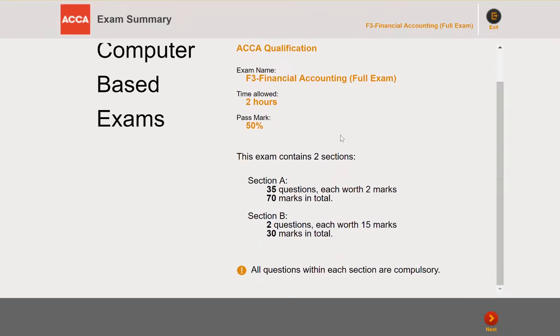First, let's talk about the structure of the exam. We have a 2 hour exam, 50% pass marks, and the exam is divided in 2 sections. We have section A and section B. Section A is 35 questions, 2 marks each, which makes it 70 marks. So you can pass the ACCA F3 exam by attempting section A only. That doesn't mean you only have to attempt section A. Now there's another section, section B, which is 2 questions, 15 marks each, which is 30 marks in total.